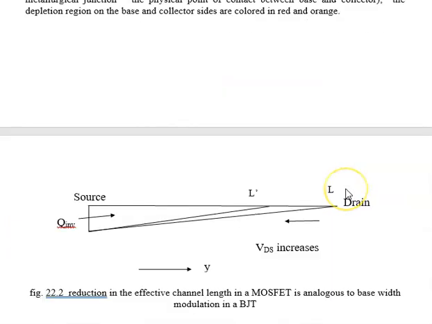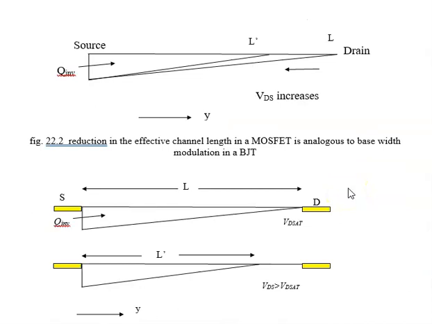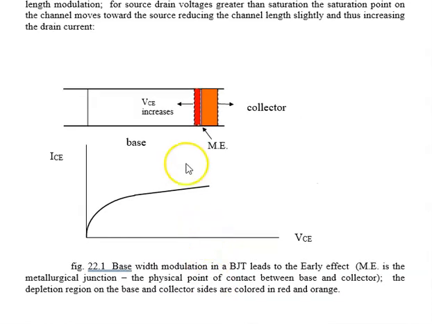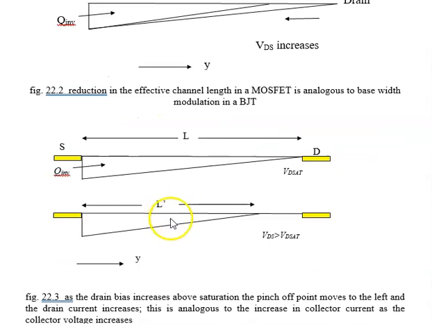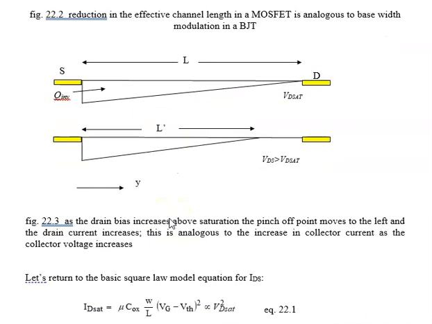Okay, so the same thing happens in a MOSFET. In a MOSFET, above saturation, the pinch-off point, this is actually at saturation, the pinch-off point is right at the drain. However, if the voltage continues to increase, the saturation or the pinch-off point moves to the left and the channel length becomes smaller. Just like the neutral base becomes smaller, the channel length becomes smaller and the current goes up.